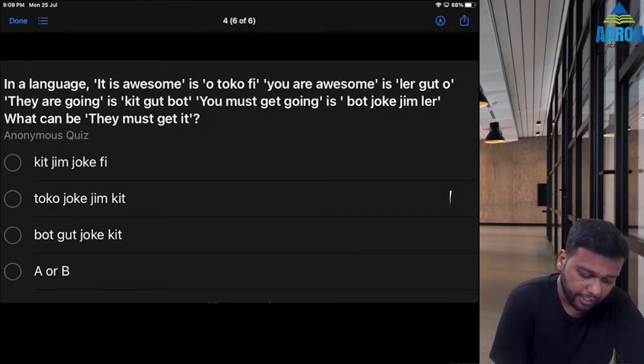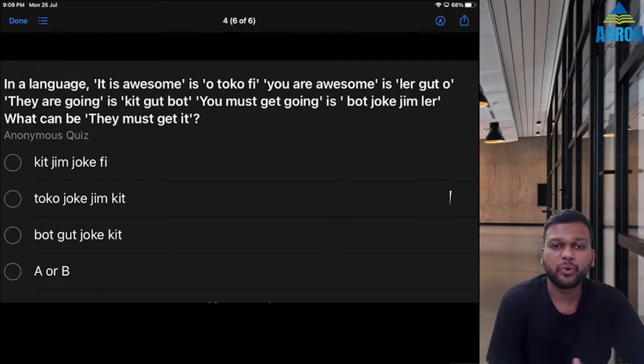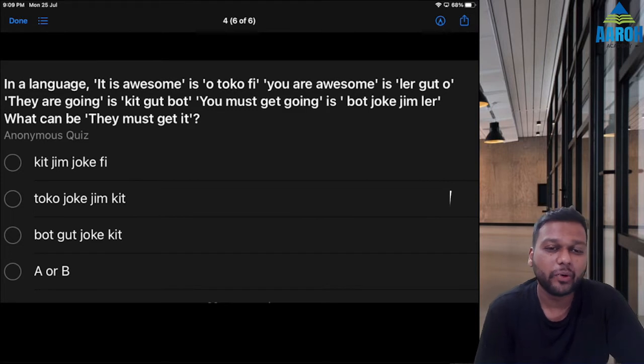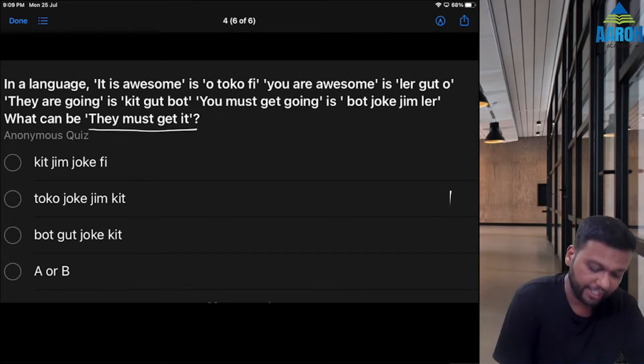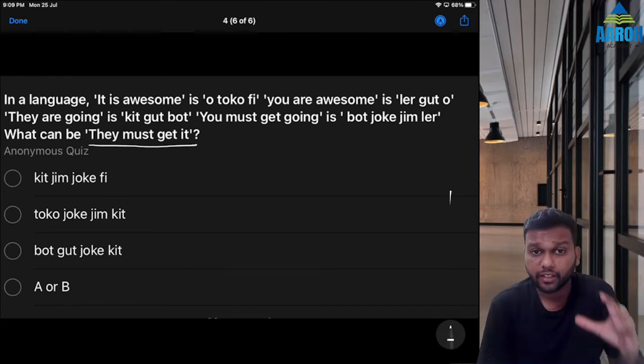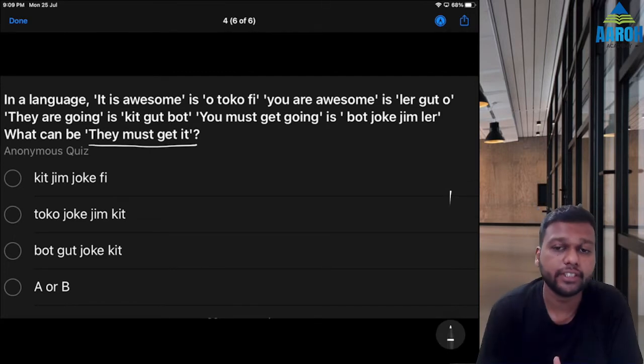In a language, you are awesome is something, o toko fi. You are awesome is ler gut o. They are going is something. You must get going is something. What can be they must get it? Let's check. Now you have to identify common words in such cases.